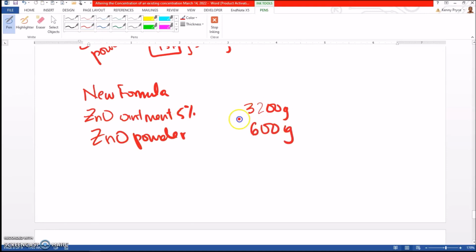So you mix these two together on an ointment tile and you're going to end up with 20% zinc oxide ointment. And that, ladies and gentlemen, is how you will be able to fortify an existing ointment.